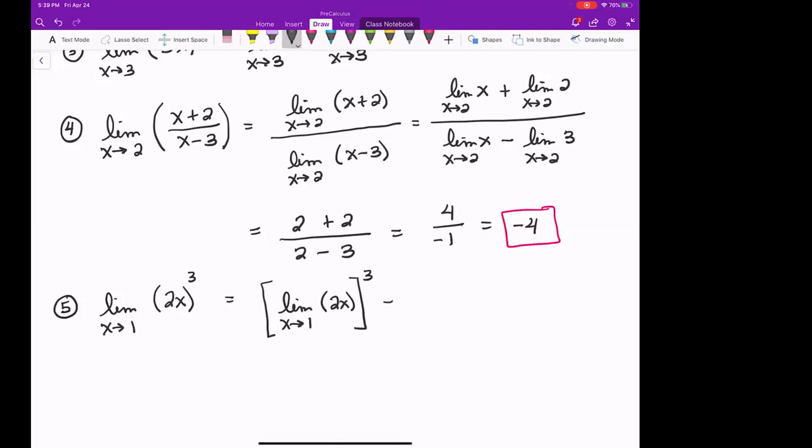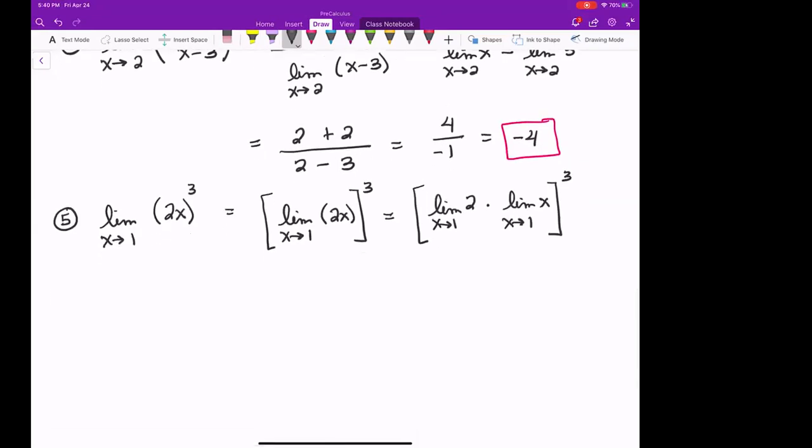And again, if you wanted to use the multiplication property where you could split up through multiplication, you could do the limit of 2 and then multiply that by the limit of x. And then all of that is to the third power. I would not normally do all of these. Like this is a lot more work. It's just, I'm showing you these properties.